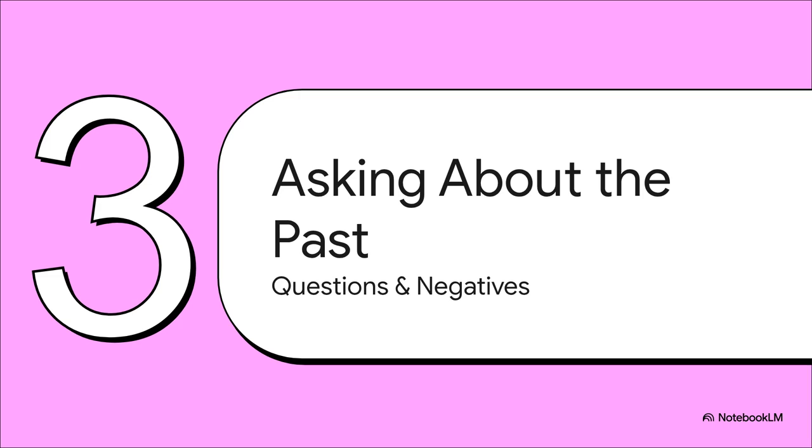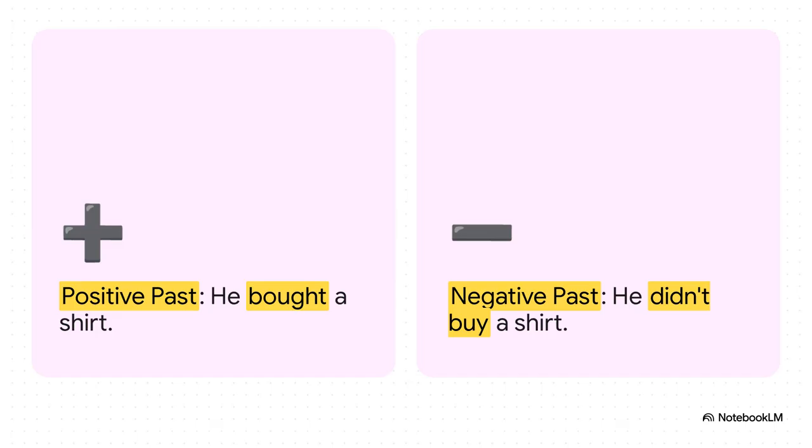So you're pretty much a pro at talking about the past now. But how do we ask questions or say something didn't happen at all? Let's check it out. To say something didn't happen, you just need this little helper word, didn't. But here's the secret trick. When you use didn't, the main verb changes back to its normal original form. So, he bought becomes he didn't buy.